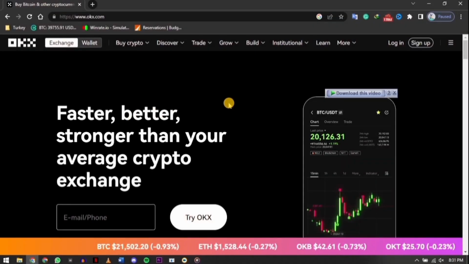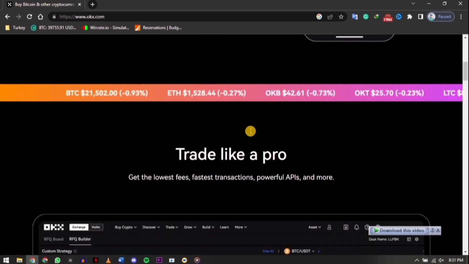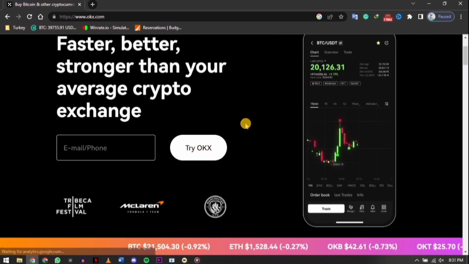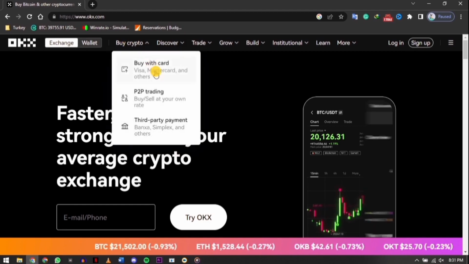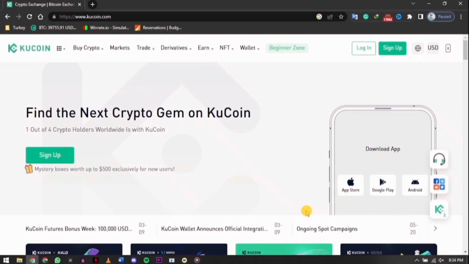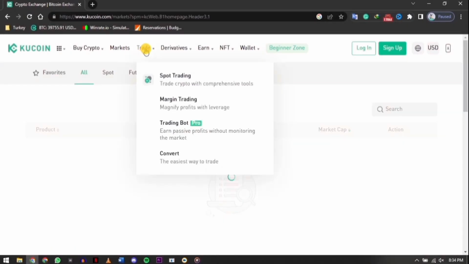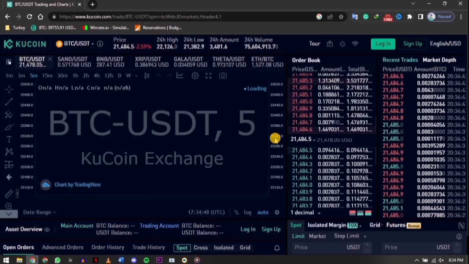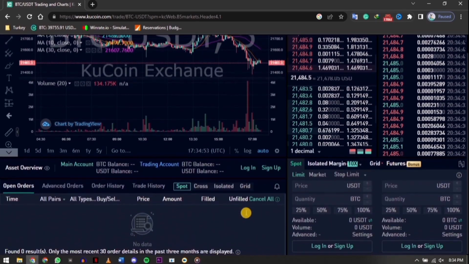OKX is a well-regulated exchange that offers a variety of trading pairs, including fiat to crypto, crypto to crypto pairs. KuCoin is another popular exchange that offers low trading fees and a wide range of cryptocurrencies. But keep this in mind, before choosing any crypto exchange, you need to do some research, which I'm going to help you with that too. And we're going to have some resources and source websites.